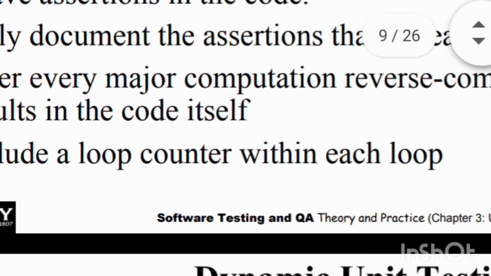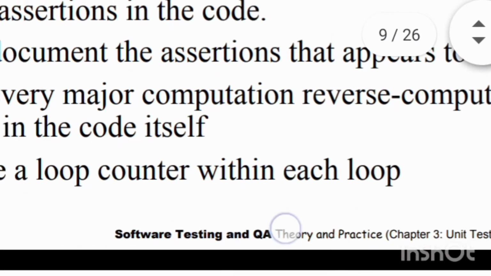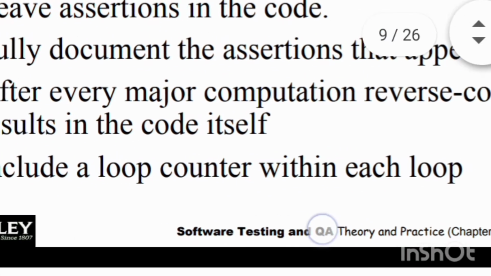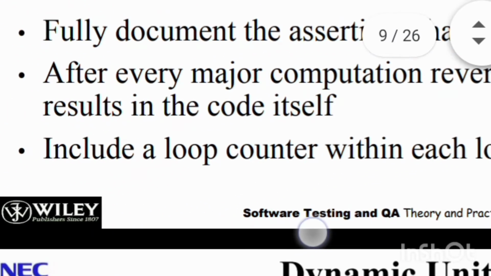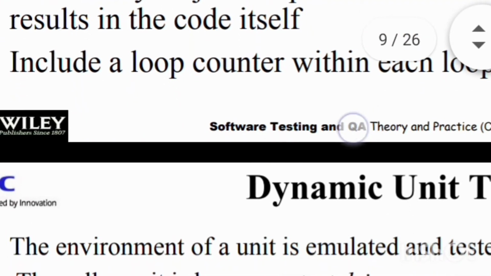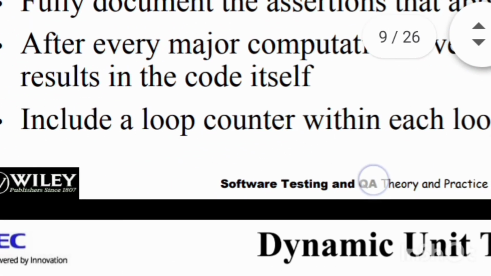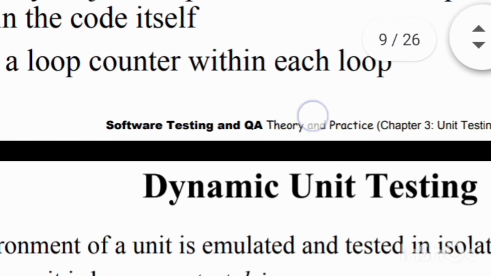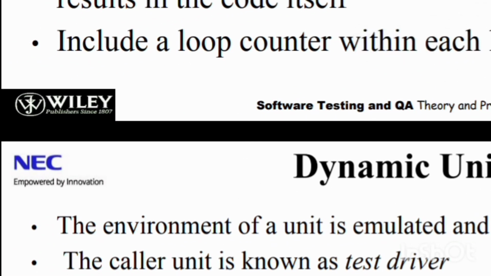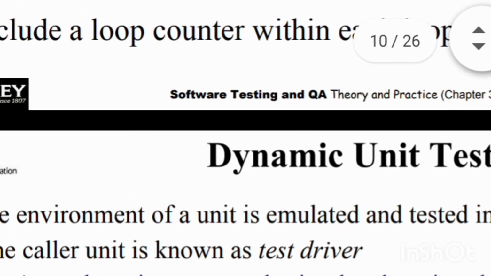Ensure that the counter data fields and buffer overflow are appropriately handled. Buffer overflow or underflow are appropriately handled. We have to ensure. Provide error messages and help texts from a common source. Validate input data. Use assertions to detect impossible conditions. Leave assertions in the code. Fully document the assertions that appear to be unclear.